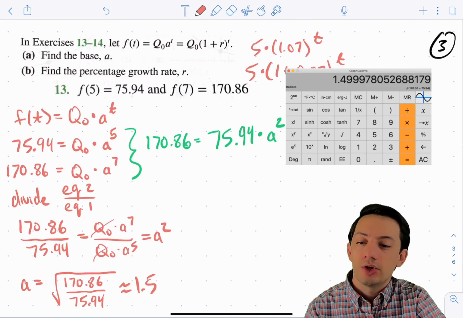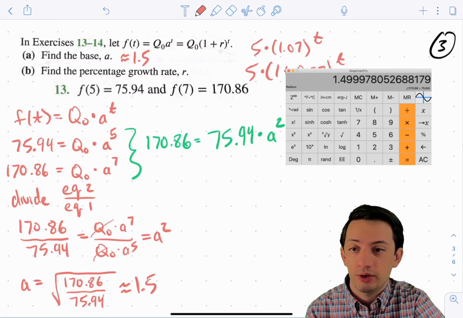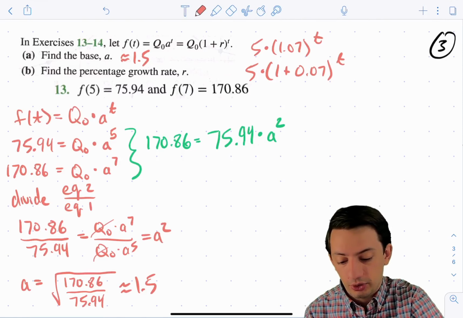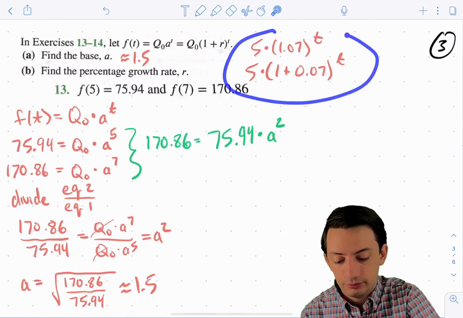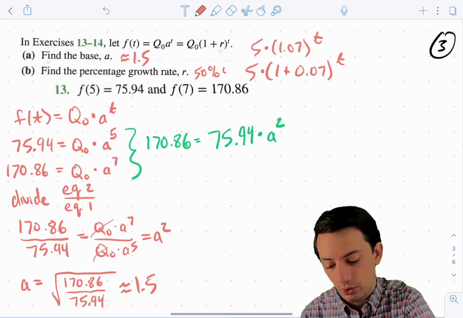OK, so that means that's our first part here. A is about 1.5. Now it also says to find the percentage growth rate R. So if we look at our formula right here, R is just the growth rate minus 1. If you have a base of 1.5, that means you've got 50% growth. So R is, you could say, 50% or 0.5.